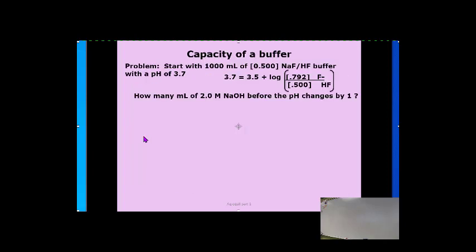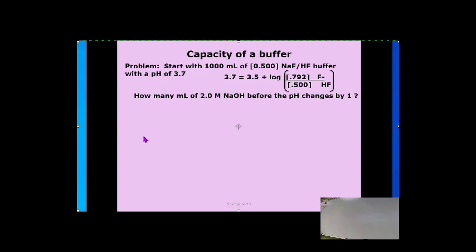Okay, start with 1,000 mL of 0.5 molar sodium fluoride HF buffer with a pH of 3.7. So in other words, it looks like this. How many mL of 2 molar sodium hydroxide before the pH changes by 1? So we're working on buffering. So basically what we're going to say is how much 2 molar sodium hydroxide before the pH changes by 1.